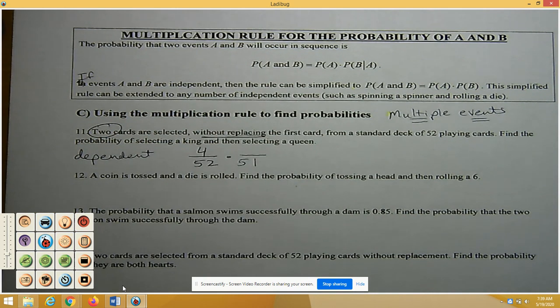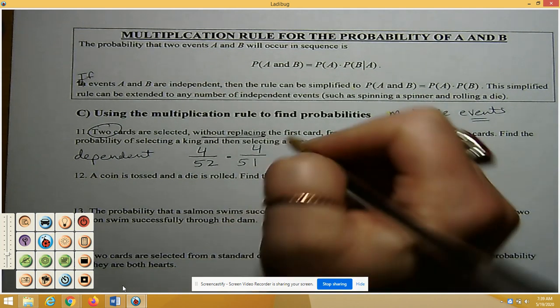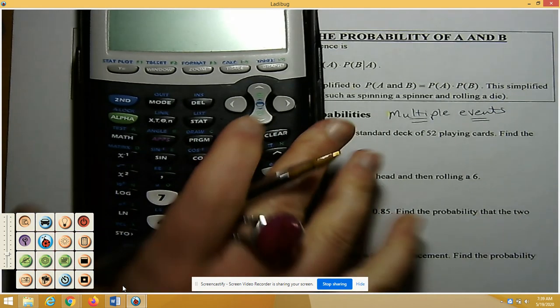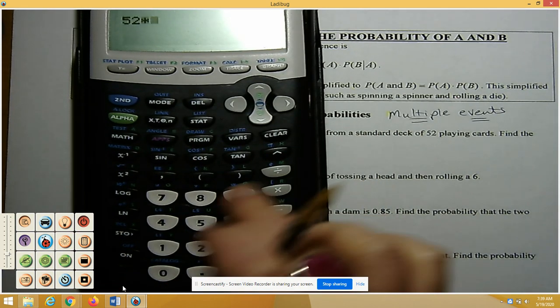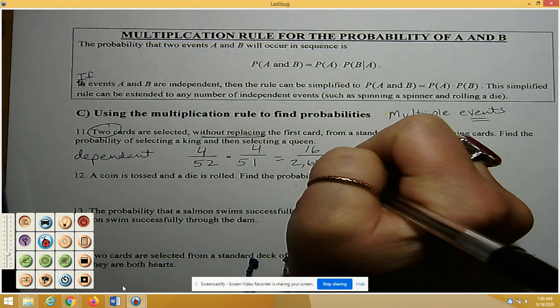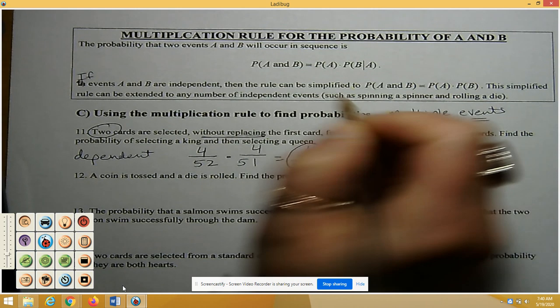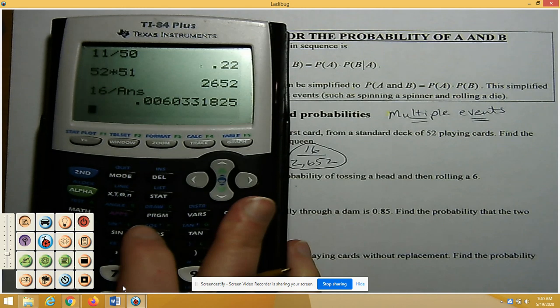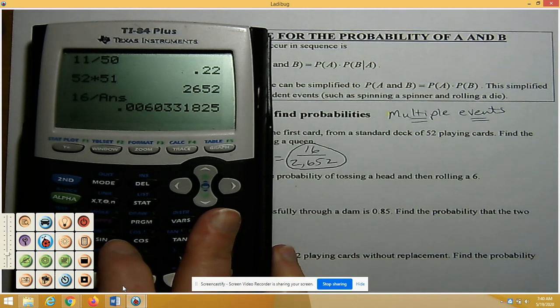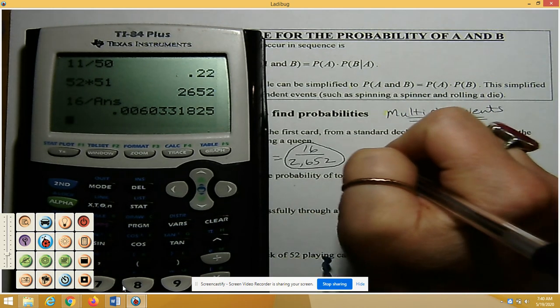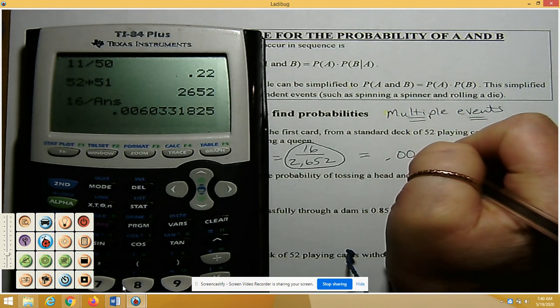Okay, now the number of queens has not been affected. So you're going to have 4 out of 51. When you multiply that out, the numerator is 16. 4 times 4 is 16. And then 52 times 51 will give you 2,652. Okay, and then we can do 16 divided by our answer. We're going to do 3 decimal places, so it's 0.006.